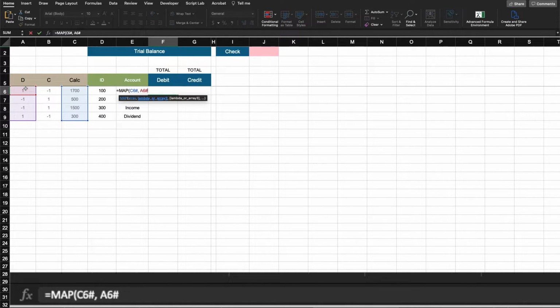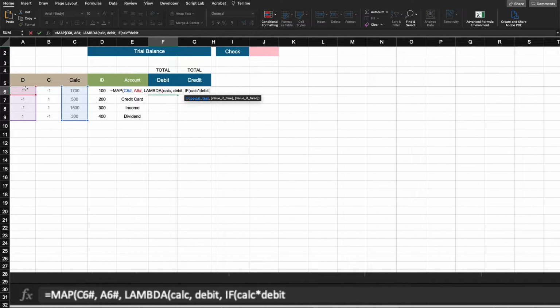Now you put the two arrays, now you have to put a LAMBDA, and now the LAMBDA will have two parameters. The first is calc, and the second parameter is debit. I mean, you can name it any way you want. That's the beauty of the LAMBDA. So now what would be the calculation? The calculation says if my calc multiplied by my debit entry, calc times debit, is greater than 0, then just put calc multiplied by debit. Otherwise, put 0.